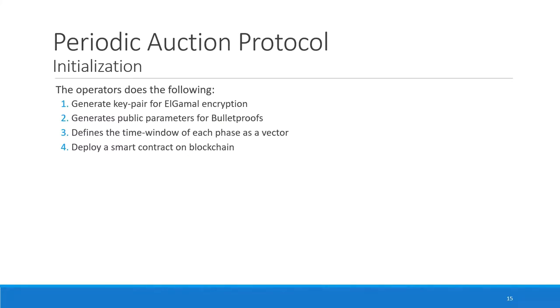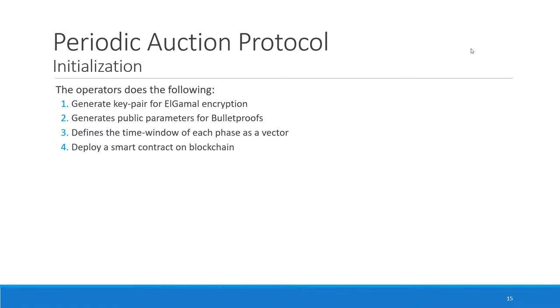So the periodic auction starts with the initialization phase, where the operator generates a key pair of ElGamal encryption, sets up the public parameters for Bulletproofs, and defines the time windows for each case. Then the operator will deploy a smart contract and initialize it with the public values and parameters.